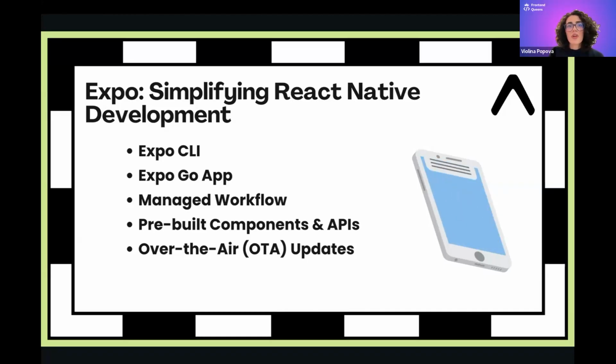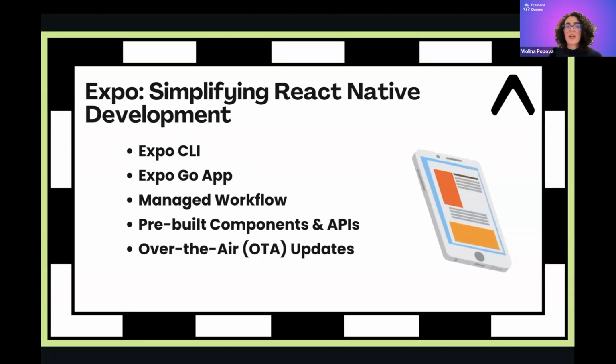Expo utilizes what's called a managed workflow. This means it handles a lot of the complex and sometimes fiddly native build configurations for you behind the scenes, letting you focus more on writing JavaScript and React code. Another great aspect is the collection of pre-built components and APIs. Expo gives you easy-to-use JavaScript interfaces to access various device features like the camera, GPS location, push notifications, and much more without needing to dive deep into native code.